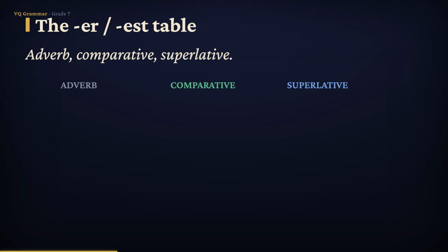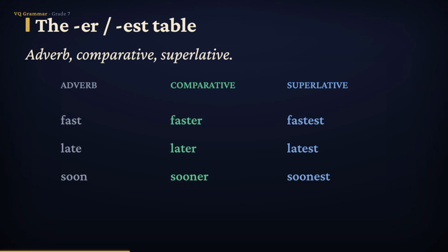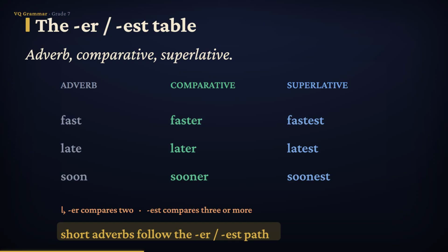Let's line the short adverbs up in one table. The adverb, its comparative, and its superlative. Start with fast. Fast, faster, fastest. Then late. Late, later, latest. And soon. Soon, sooner, soonest. Read across each row and you can hear the pattern build. The plain adverb, then er for comparing two actions, then est for comparing three or more. Every short adverb in this family follows that same neat path.